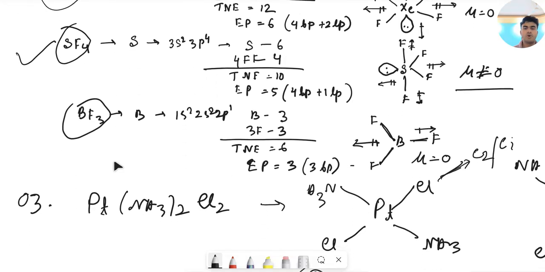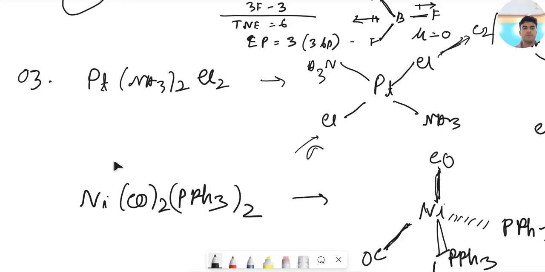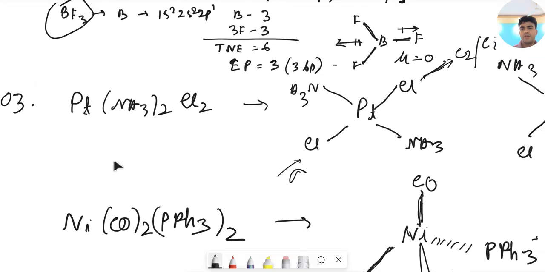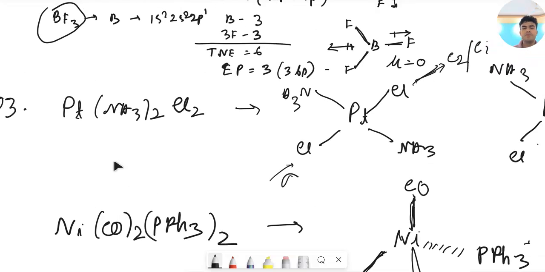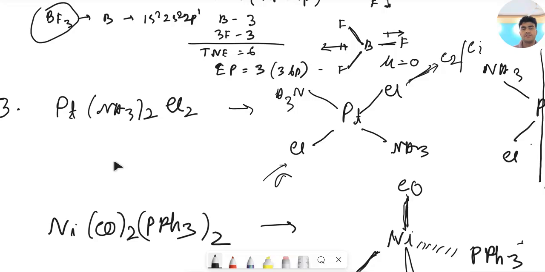So we'll come to the next question. This question is about optical activity. Out of these 4 compounds, which one will be optically active? For optical activity, you have to see if the molecule contains any sigma plane of symmetry, center of symmetry, or axis of symmetry. So we have to determine the geometry, and then check for these 3 symmetry elements. The first one is Pt(NH3)2Cl2.